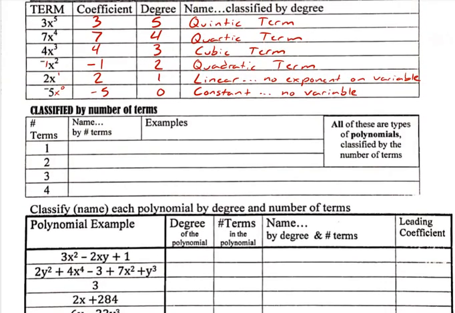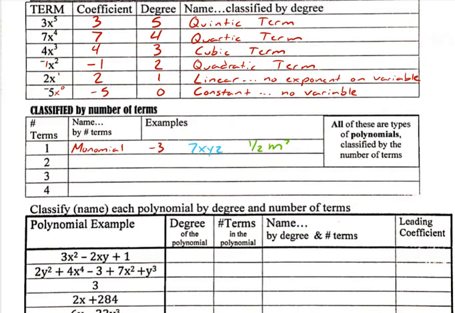So now we're going to classify them by the number of terms. If there's only one term, we call that a monomial, because that prefix of mono means just one. An example would be like negative 3, 7xyz, that's still just one term. Or even something like 1/2 m to the 7th. Those are all just one term things, so they're considered monomials.